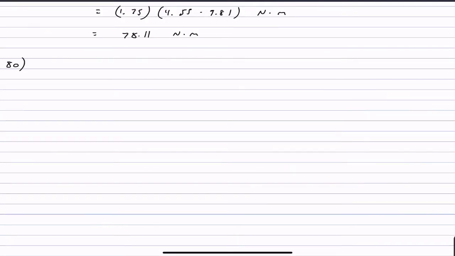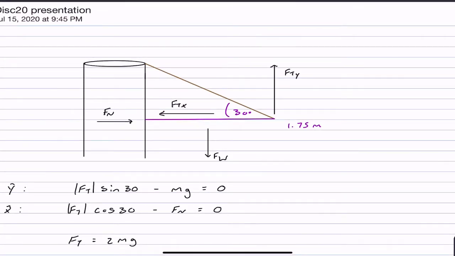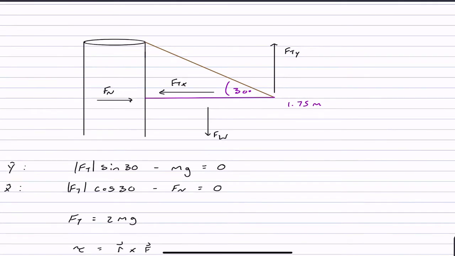Problem 80 says, consider the rod that we were just working with. What is the total torque around any point on the rod? Well, let's look at our diagram. What is the total torque on any point on the rod? Well, the only point that the force is actually acting upon is 1.75 meters out, right? So the rod is 1.75 meters. The tension force is pulling just at this point, with a 30-degree angle between them.